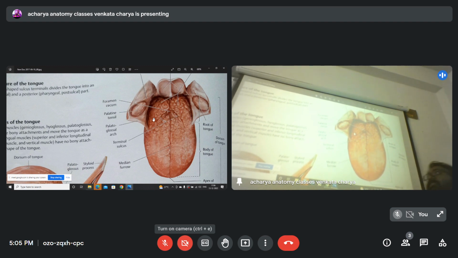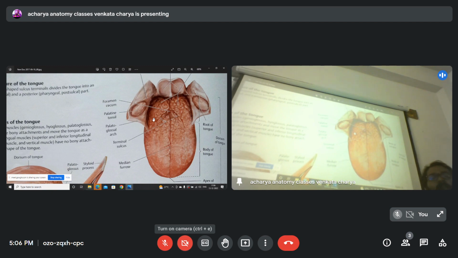This sulcus terminalis divides the tongue into the anterior 2/3 part and the posterior 1/3 part. First we discuss the anterior 2/3 part of the tongue.